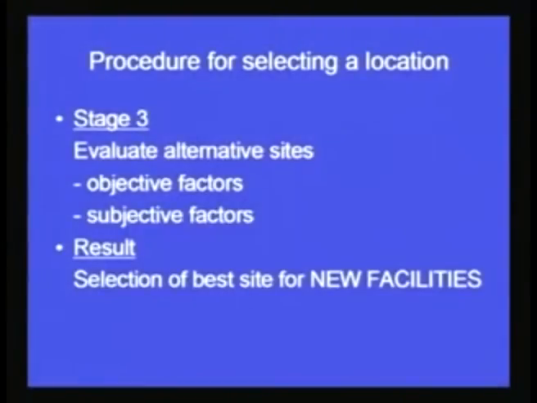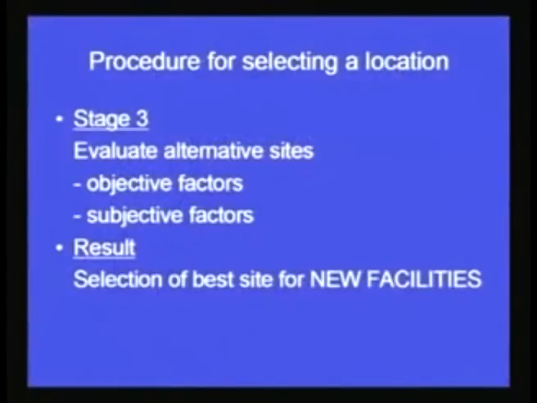Now let us go to stage 3. Now in stage 3 we have to evaluate the alternative sites. So we have got the best site from the production cost or from the environmental friendliness. We have got the best site from the distribution cost minimization. So the location for which the distribution costs are minimum, that also we have identified. Now we have to evaluate the alternative sites. So all these sites are available with us now. Now we have to make a final decision. The final decision is made in stage 3.